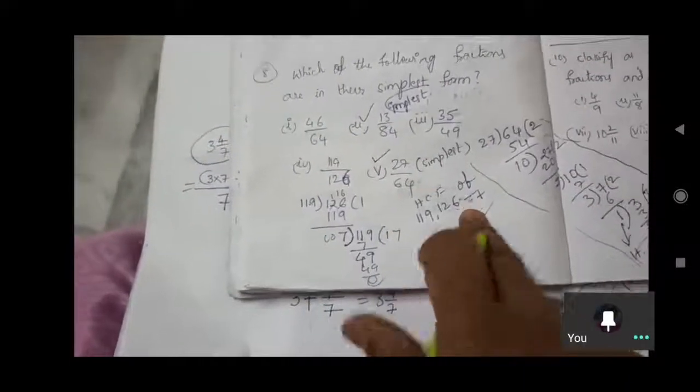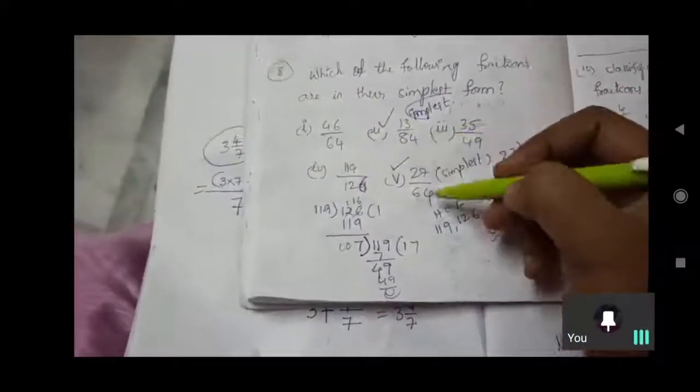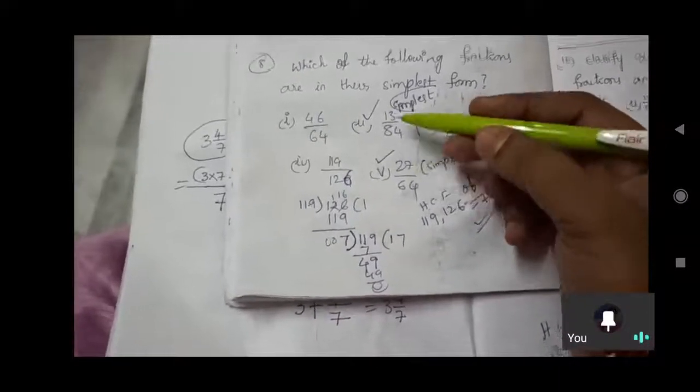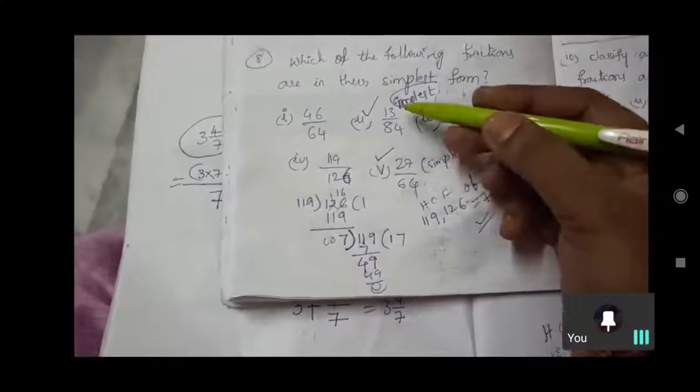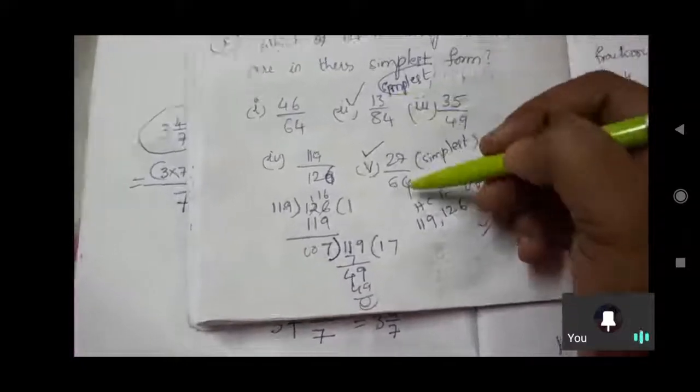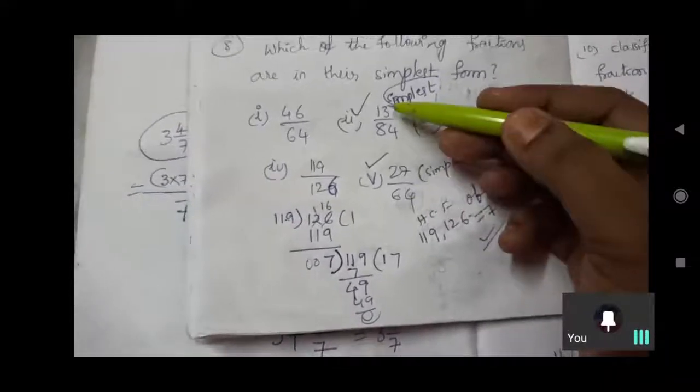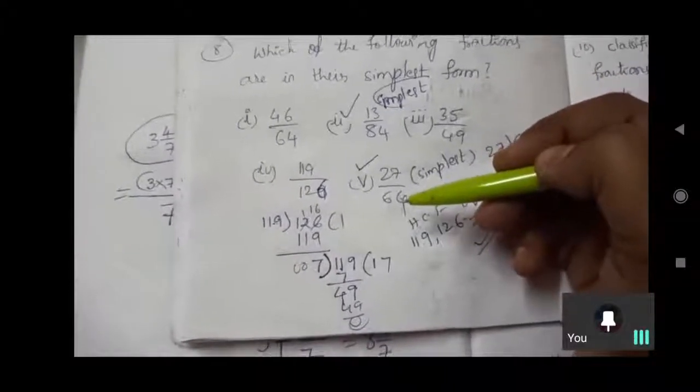Yes. These two have no possibility of cancellation because the HCF of the numerator and denominator of these two fractions is 1. So cancellation is not possible in these two because these two are in simplest form. There is no chance to simplify further.